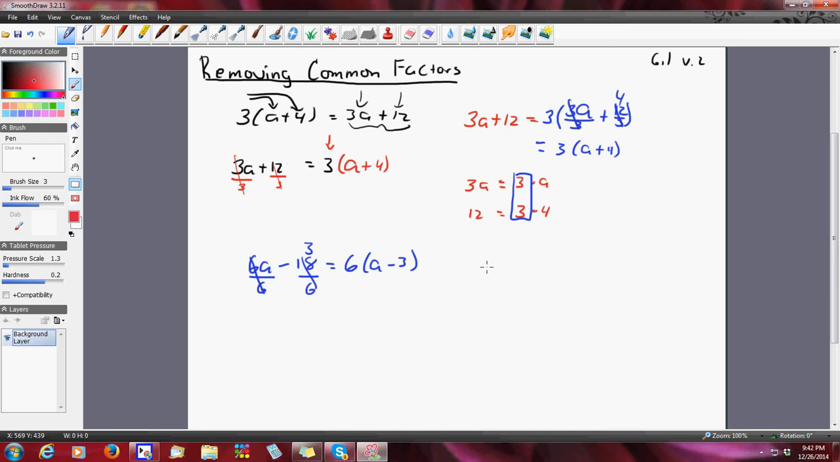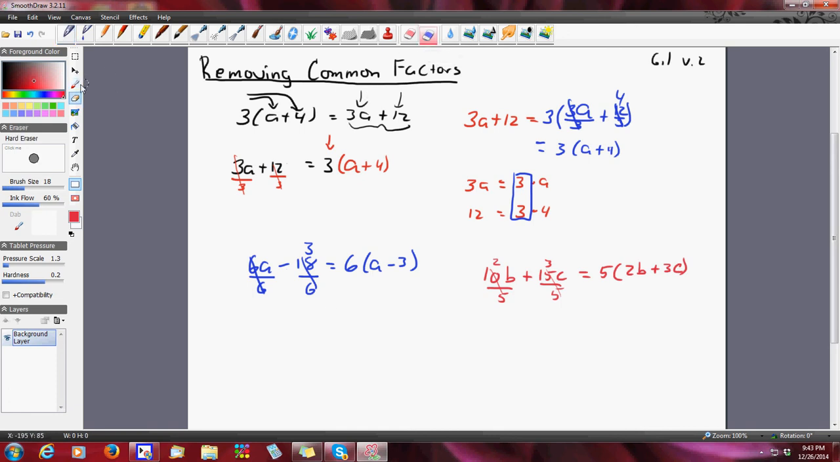It is always possible to have something a little bit different. Let's say I had 10b plus 15c. Here, 10 doesn't go into 15 and 15 doesn't go into 10, but 5 goes into both. So I'm going to divide both by 5. How many times does 5 go into 10? The answer is 2, so 5 goes into 10b 2b times. 5 goes into 15c 3c times, and it's addition. So that's my answer.